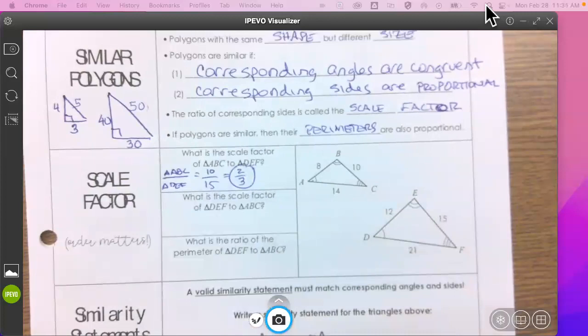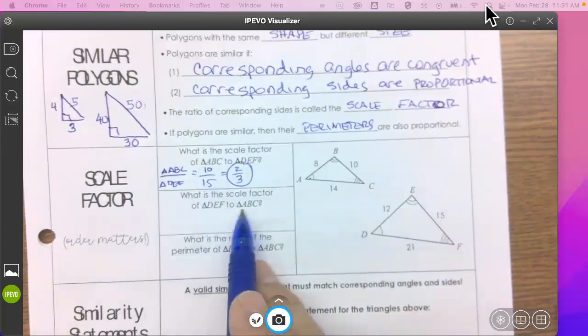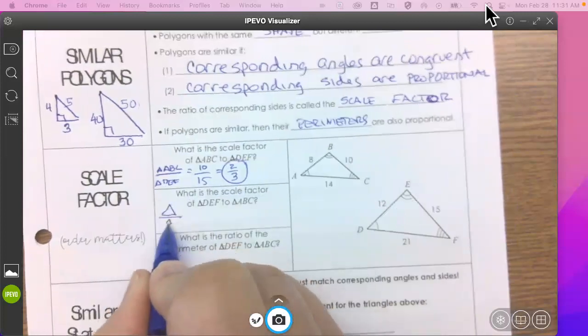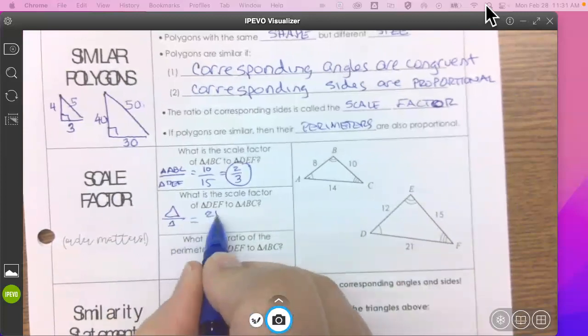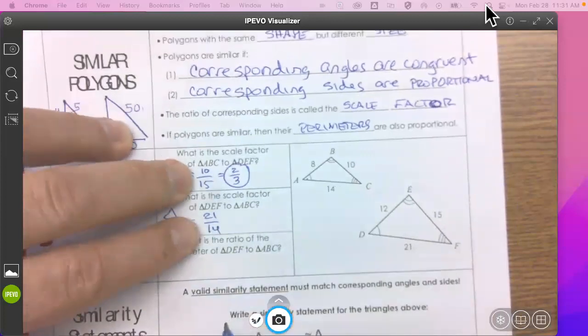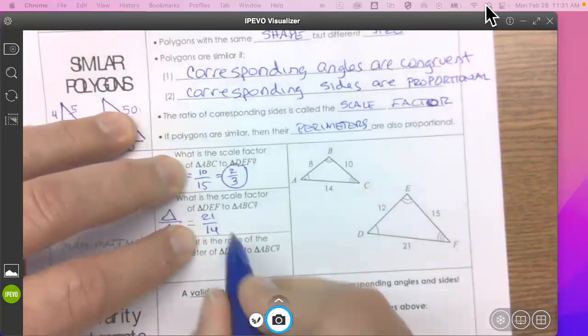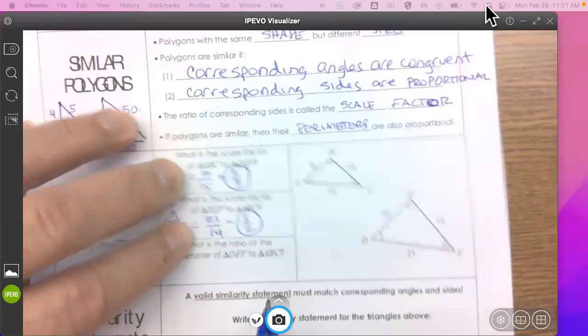It's important to reduce it, because then when we talk about the scale factor of DEF to ABC, now we're talking about the bigger triangle over the littler triangle. Let's say I chose 21. I'd have to compare that to 14. And if I look at 10/15 and 21/14, it might be hard to compare those. Dividing by 7, we can say that it's 3 to 2, and we can see, oops, I got my ratio upside down.